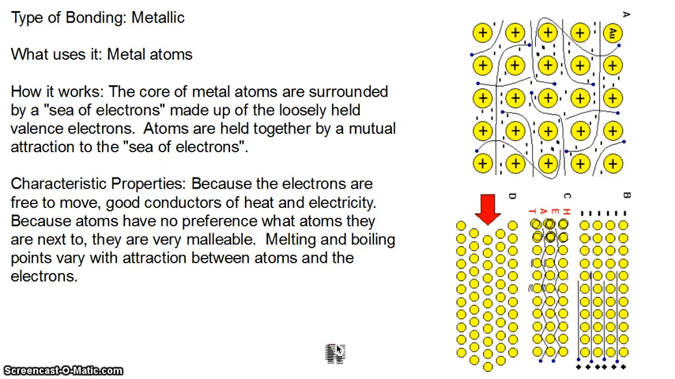Because of the way they bond together, metals are very good conductors of electricity and heat. The electricity one is very easy to understand because if you put the metals into a field where you have a negative on one side and a positive on the other, those free electrons very easily move through that sea from one end of the metal to the other side.